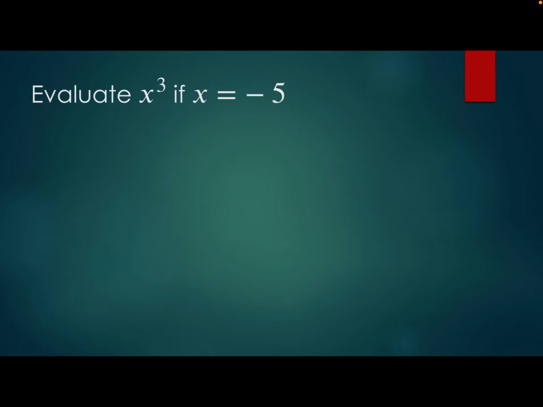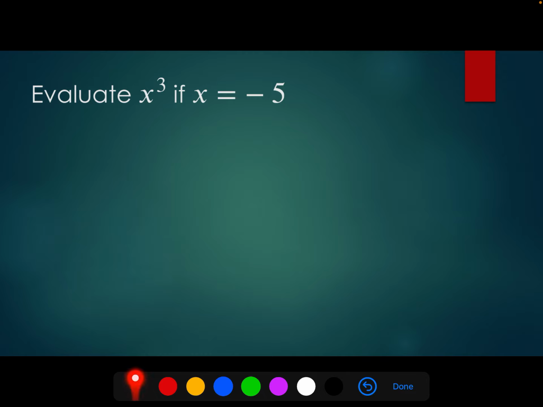All right, now let's take a look at this example where it tells us to evaluate x cubed if x is equal to -5. When we see something like this, we want to evaluate x cubed, and we're given a value of x here. That x is -5. So what we have to do is just replace that x with a -5.